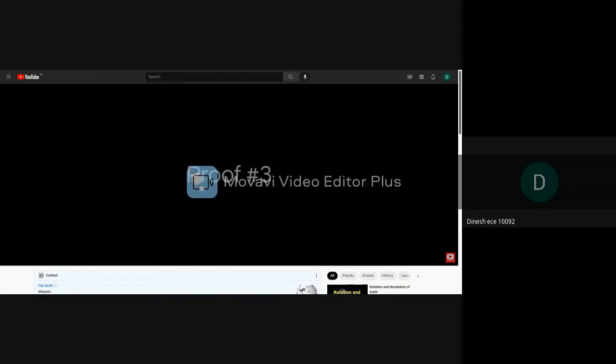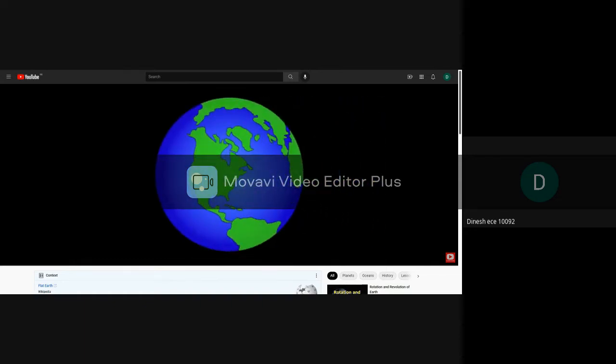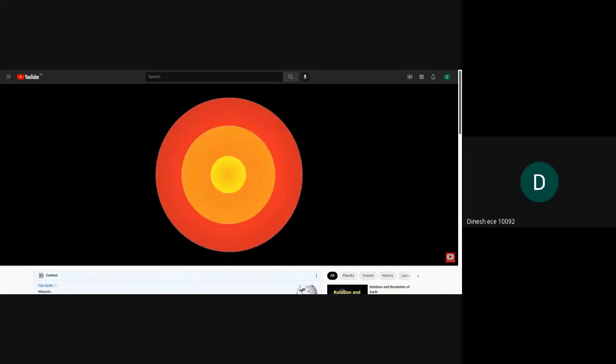So let's move on to proof number 3. This is a really interesting one. Let's take a look at an Earth. Here's the Earth. And let's imagine slicing the Earth in half so that we could look inside it. Now, don't worry about all these layers. We'll be learning about the interior of the Earth later in the year.